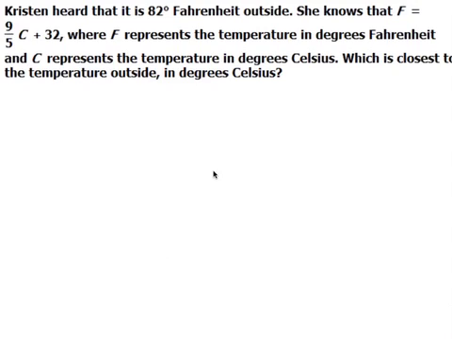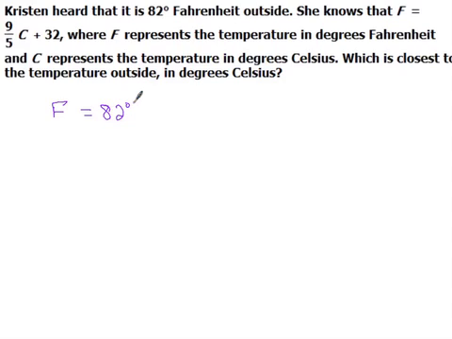Well, let's read that again, because remember, if we're doing a word problem, it takes a couple of reads before we can actually get to the answer. So again, Kristen heard that it is 82 degrees Fahrenheit outside. So can we write that as an equation? Well, she knows that the Fahrenheit temperature is 82 degrees. All right? She also knows that F is equal to 9/5 C plus 32.